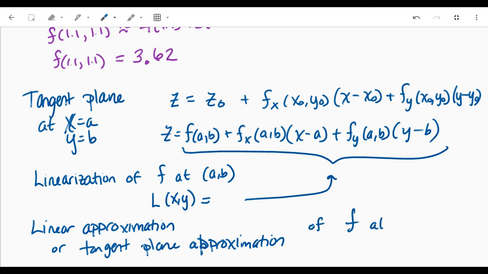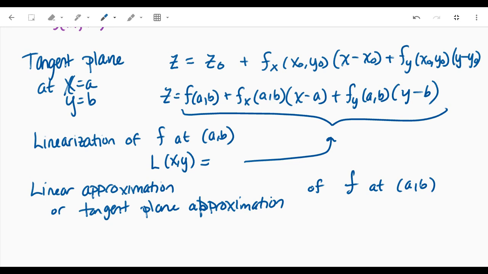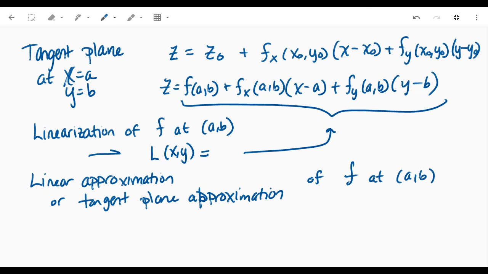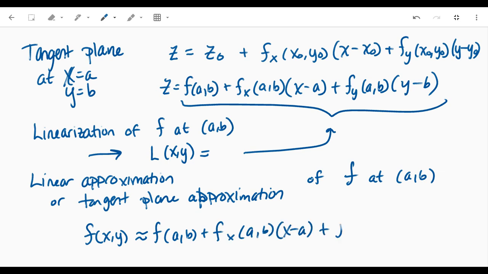Of f at a b. And so what you might see for that, like this one, we're going to use an equal sign. It is the linearization. Okay, your approximation f of x y is approximately all of that. Okay, so it's just different ways that they'll word it or different symbols that they'll use, just so you're aware of it.